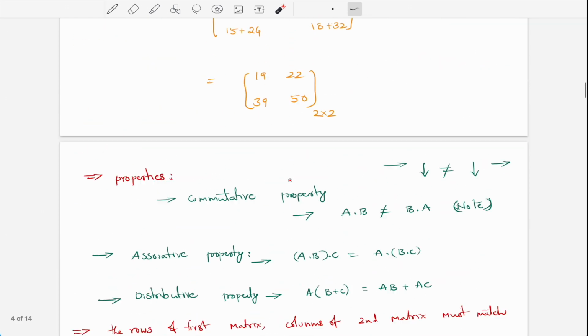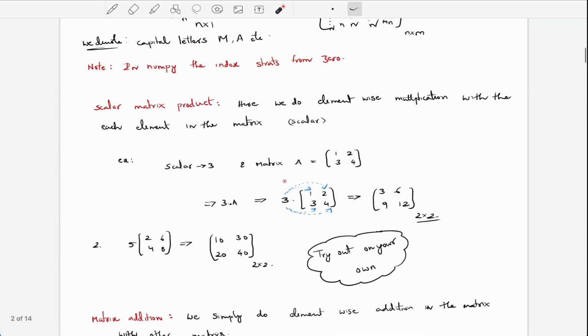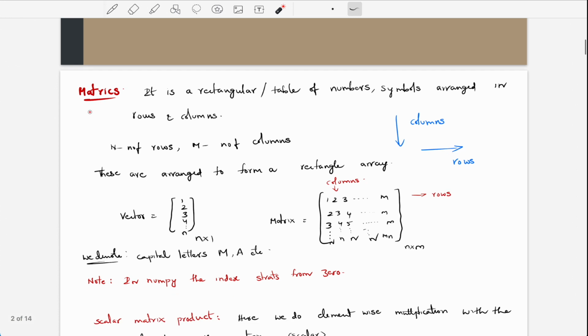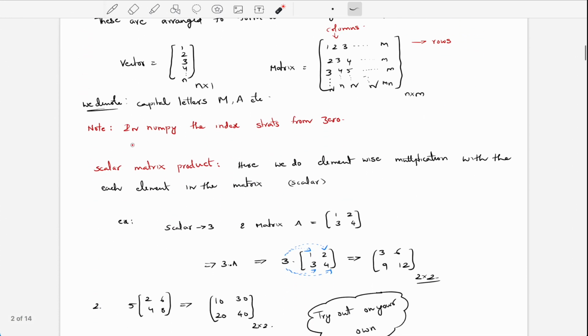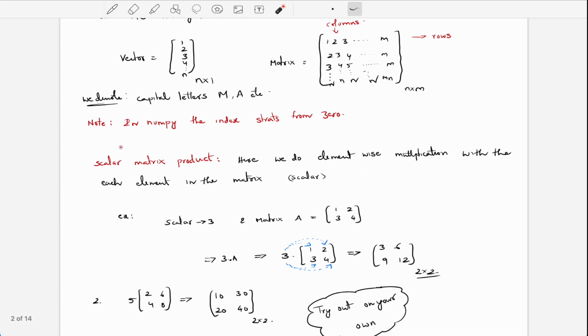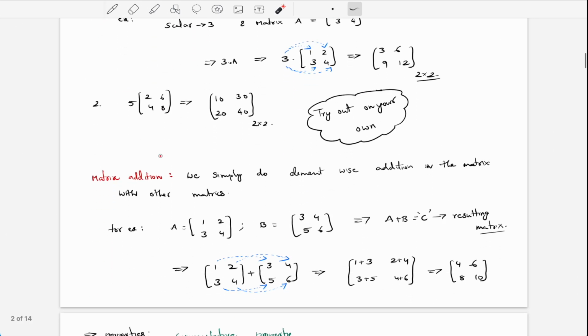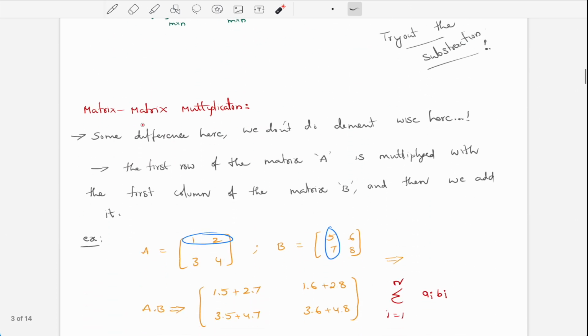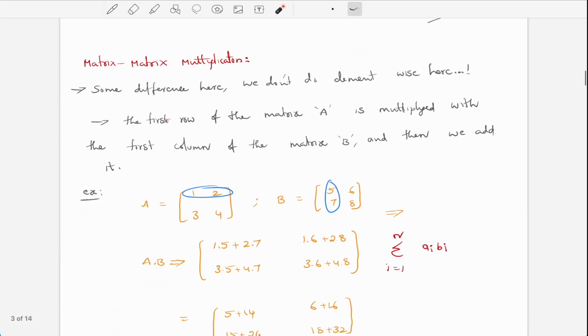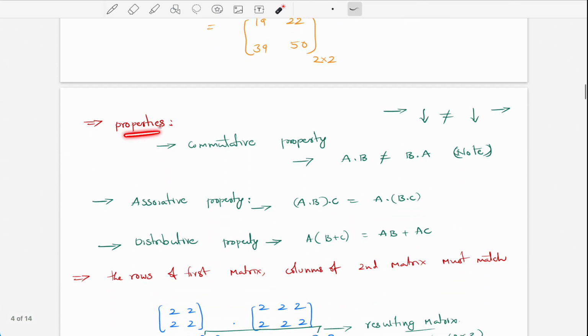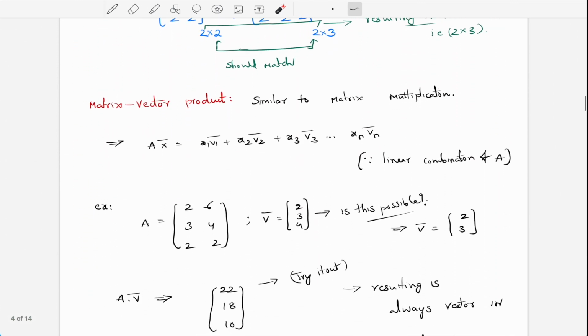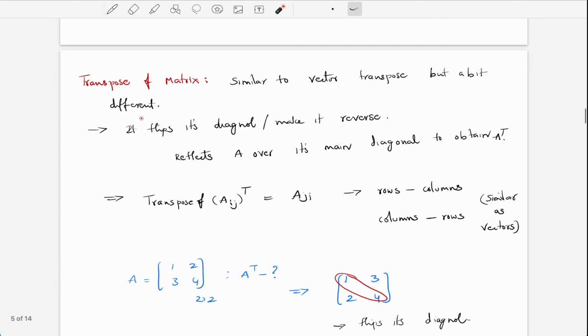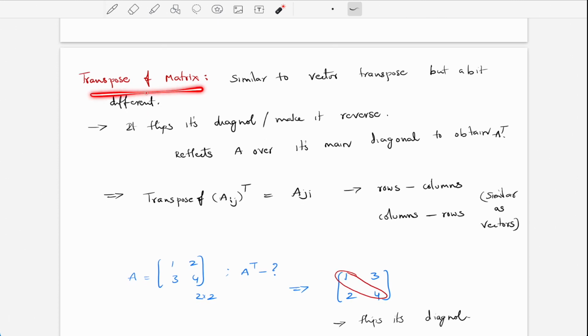We have covered what matrices are, how they are useful, scalar-matrix multiplication, matrix addition, matrix multiplication, some properties, and the matrix-vector product. After that, we're going to cover the transpose of matrices.